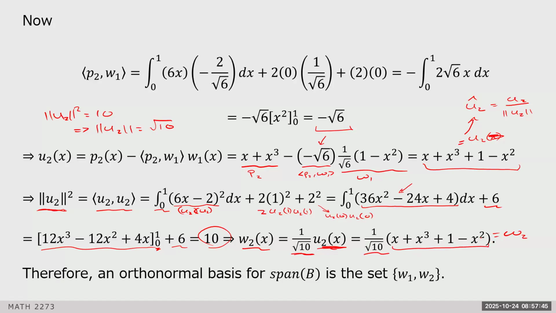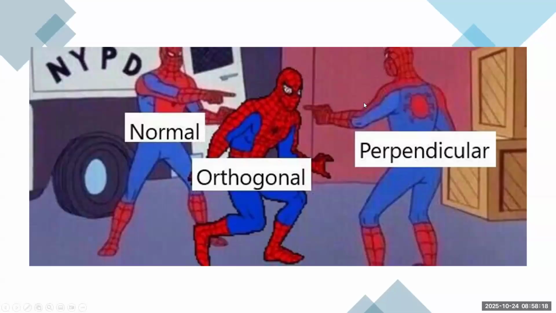And how many vectors did we start with? We started with 2 vectors, P1 and P2. So I have W1 and I now have W2. So I'm finished. Therefore, an orthonormal basis for the span of that set B is the set containing W1 and W2. So it's the same formula. The only thing that changed was the inner product that we were using. So there's a bunch of different words for this stuff: perpendicular, orthogonal, normal.